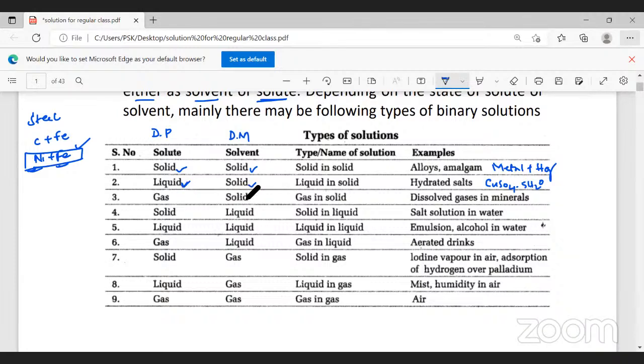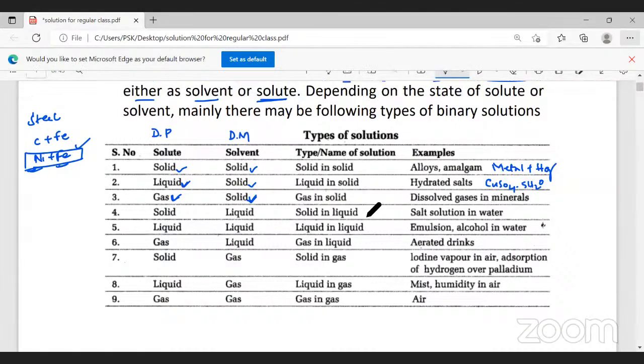The third is where the dispersed medium is a solid and the dispersed phase is a gas, or the solute is a gas and solvent is a solid. Those kinds of solutions are called gas in solid. So in minerals, we will have dissolved gases. Those are the examples for a solution of the type gas in solid.